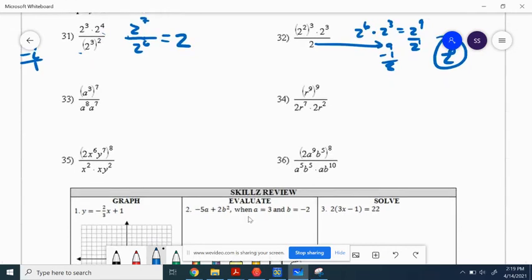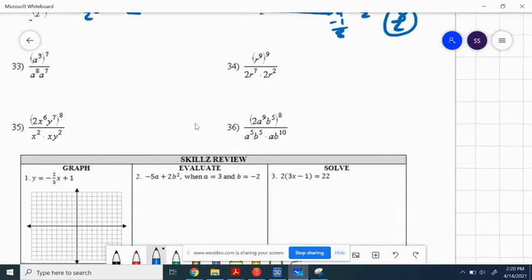All right, 33 looks about the same. So remember, simplify the numerator. So what's the power rule? Okay, and then this is going to be multiplication. So when you simplify the denominator, you're going to use the multiplication rule, which is to add the exponents. All right, 34. I'll let you guys do those. Just remember when you do the denominator, the 2 and 2 are just normal numbers. Just multiply those out. 35, I'll let you do.